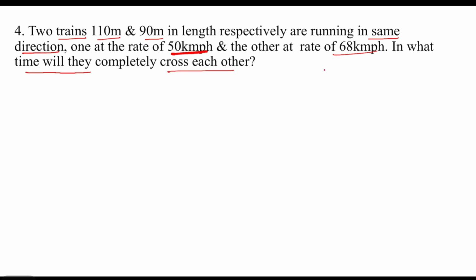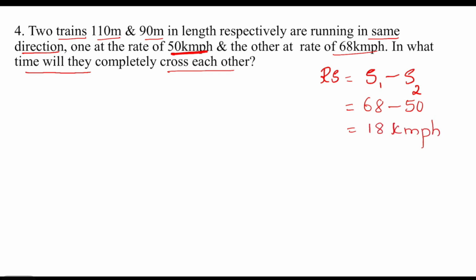So first, the relative speed we have to find out. Why? Because there are two trains and they are running in the same direction. When two bodies are running in the same direction, the speed gets subtracted. So S1 minus S2: 68 and 50. We just want the difference between the speeds. Don't worry about the sign. Why is it not 50 minus 68? Don't worry about that. We just want the difference between the two speeds. So this is 18 km per hour.